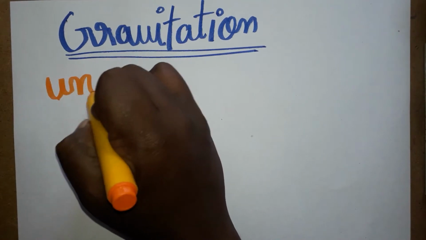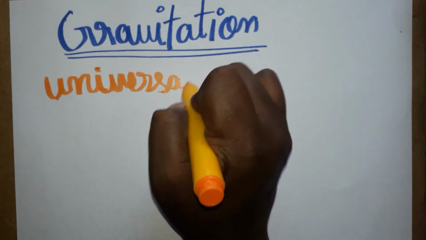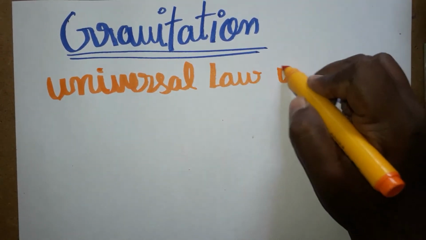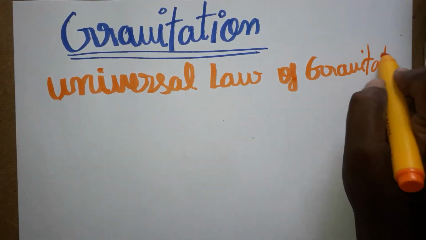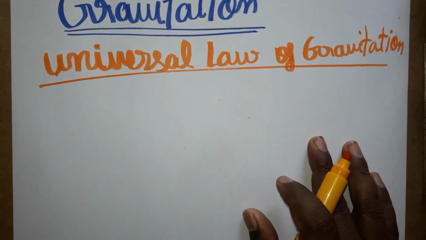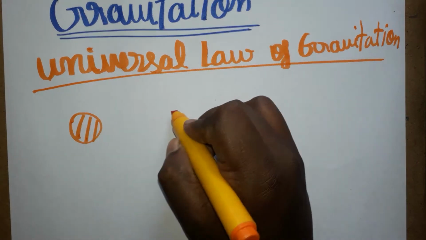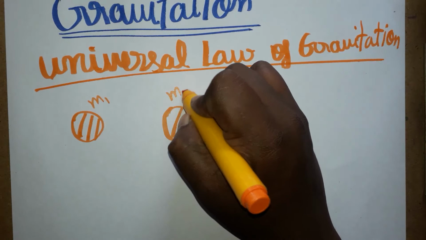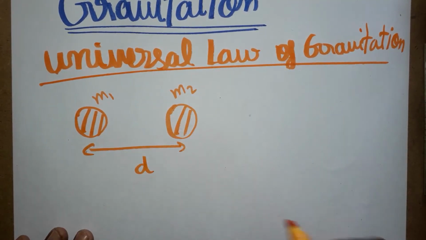The universal law of gravitation is for the force of attraction between two objects. First I'm going to explain the universal law of gravitation. The gravitational force is the attraction between two objects, and it is applicable at all places. I kept m1 mass and m2 mass, and the distance between the two masses I have taken as d.